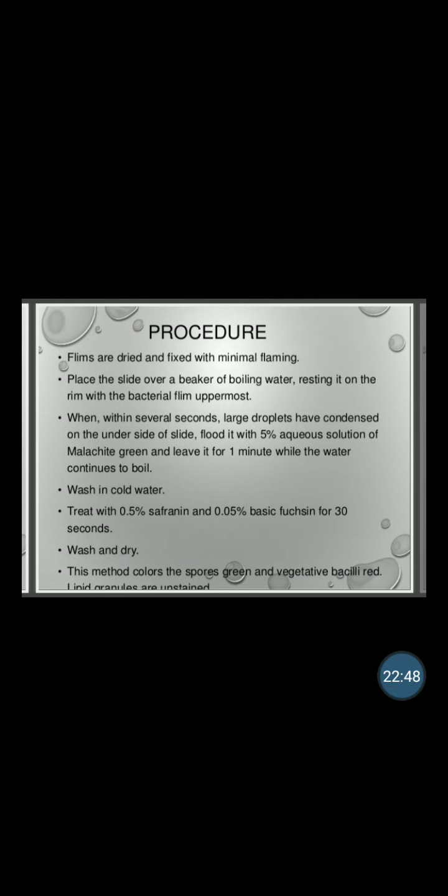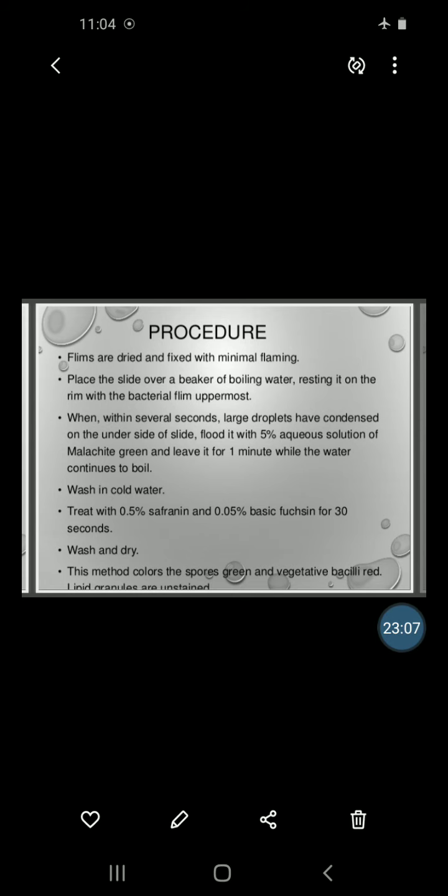Films are dried and fixed with minimal flaming. Then place the slide over a beaker of boiling water, resting it on the rim with the bacterial film uppermost. When within several seconds large droplets have condensed on the underside of the slide, flood it with 5% aqueous solution of malachite green and leave it for 1 minute while the water continues to boil. Then wash it with cold water.